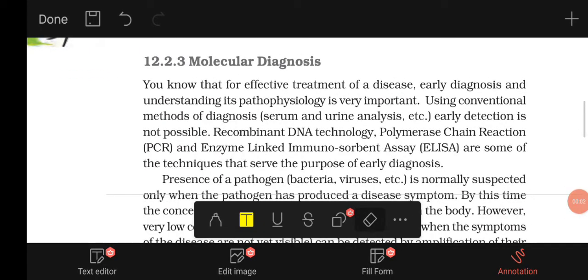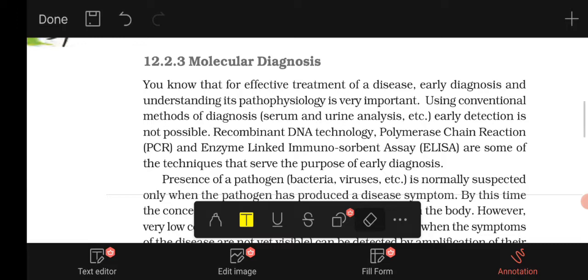Molecular diagnosis. You know that for effective treatment of disease, early diagnosis and understanding its pathophysiology is very important. Using conventional methods of diagnosis like serum and urine analysis, early detection is not possible. You must have even given your serum or urine for such analysis. These are conventional methods of diagnosis, but early detection using them is not possible.